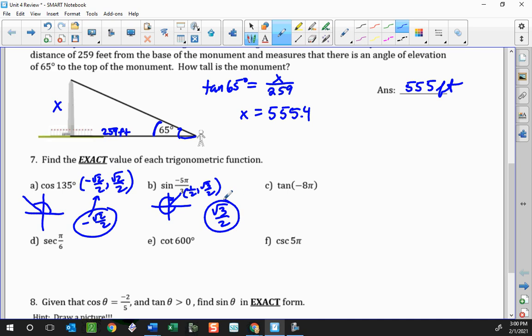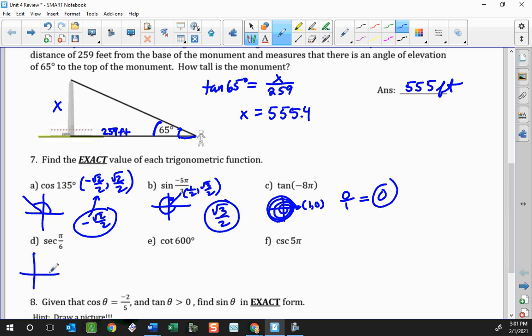Tangent of negative 8 pi. So negative 8 pi is 2 pi times 4. So what's happened here is you've gone around backwards once, twice, 3 times, and 4 times. So either way, you're still at this place right here at the place where you have 1, 0. So the tangent is the y over the x. So it's 0 over 1. And 0 over 1 makes 0. So that's your answer.